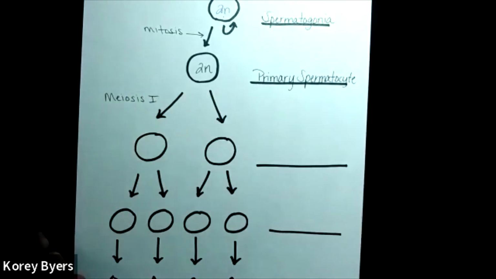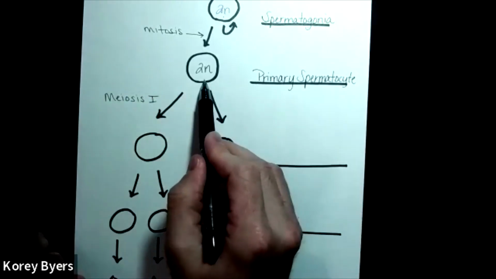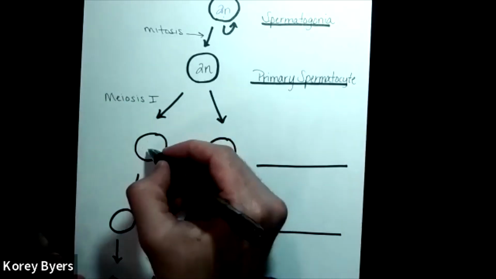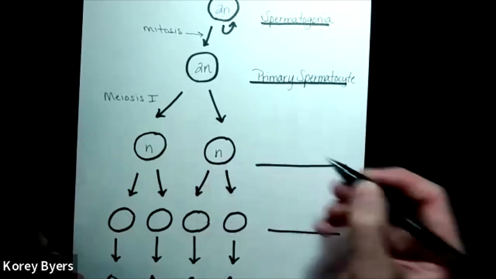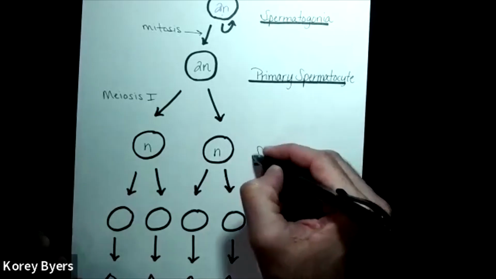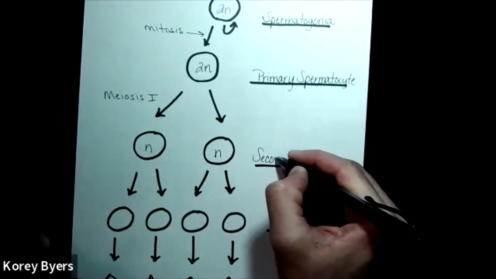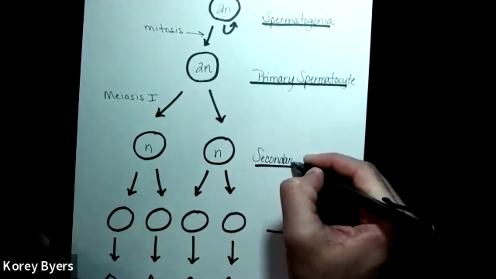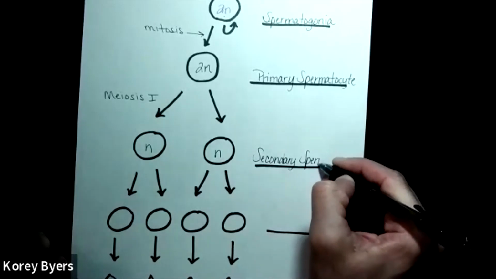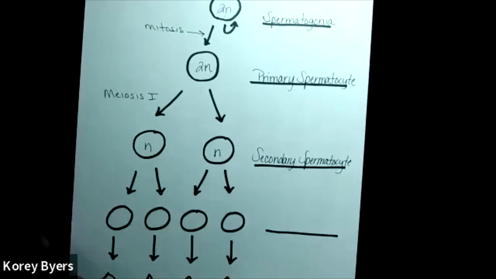Now, through a process of meiosis 1, the chromosome amount in the primary spermatocyte is reduced. And so we create 2 haploid, that's what N means, one set of chromosomes, secondary spermatocytes. But we're not done. Because if you recall, if this has 46 chromosomes, this would now have 23.